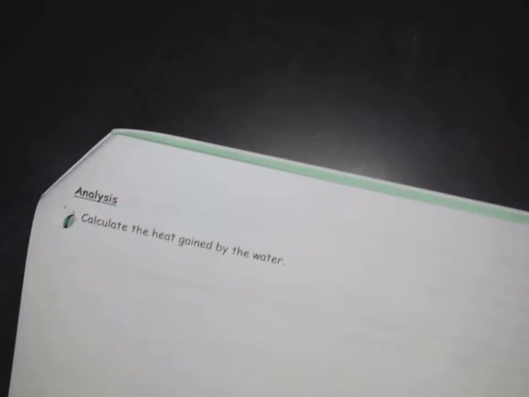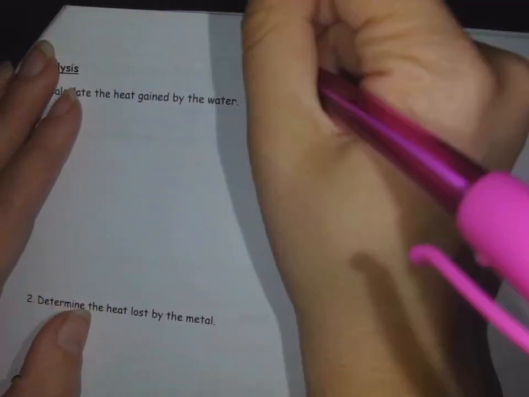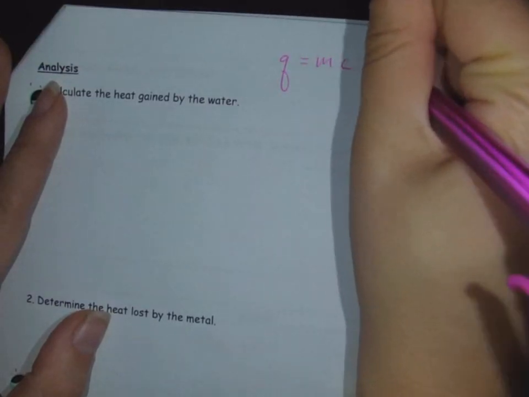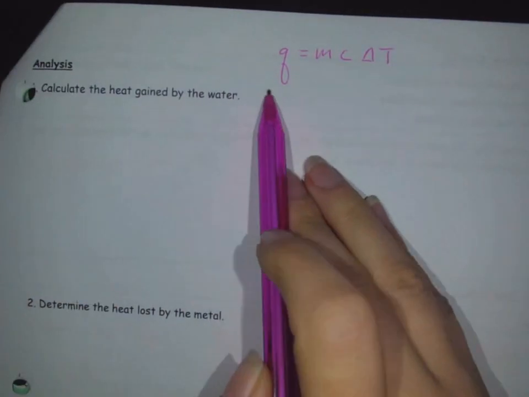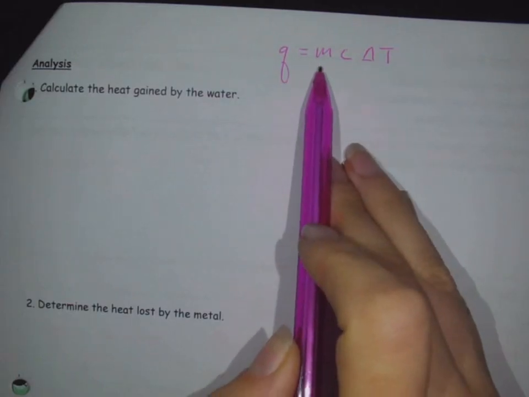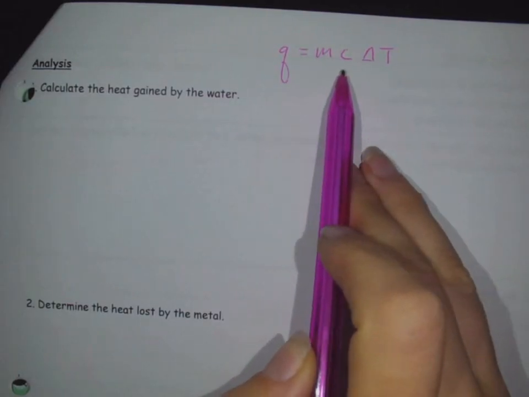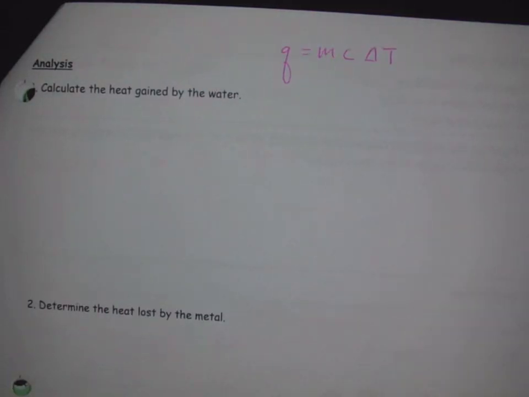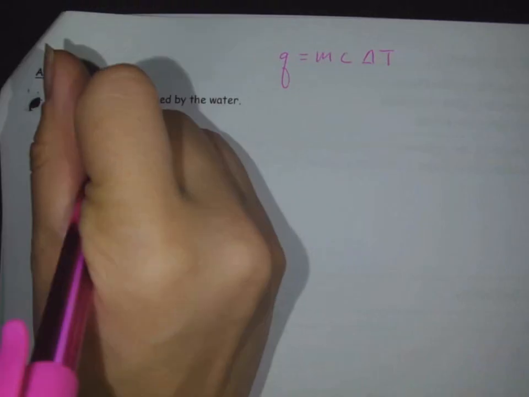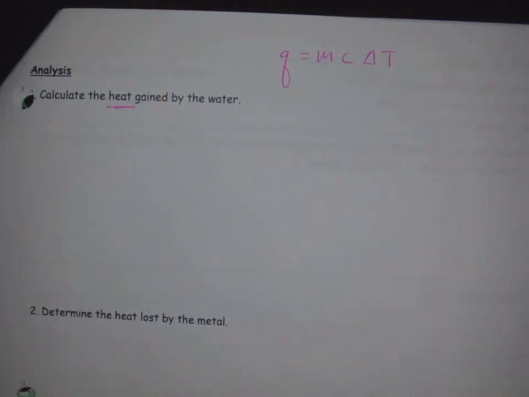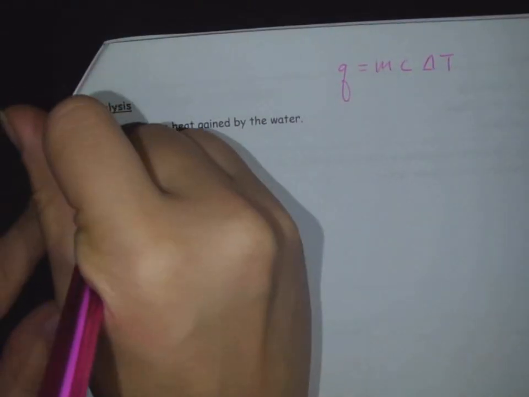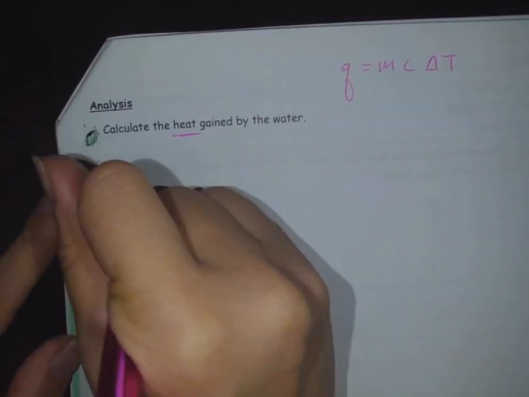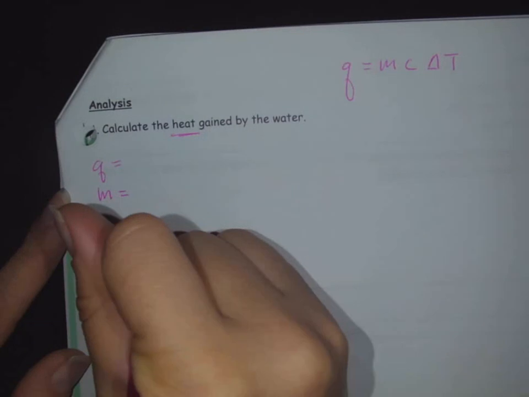And so here's how we do this. I'm going to use the following equation 2 times. Q is equal to mc delta T. Q is the heat that's gained or lost, M is the mass of the item, C is the specific heat, and then the change in temperature. So I want to calculate the heat gained by the water here, so I'm solving for Q. I need the mass of the water, I need the specific heat of the water, and I need the change in temperature of the water.